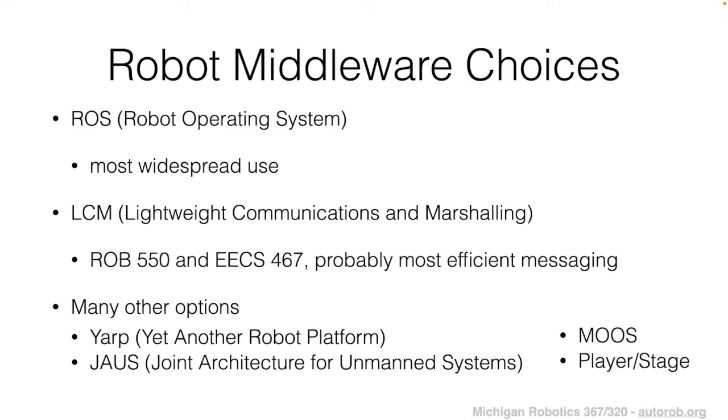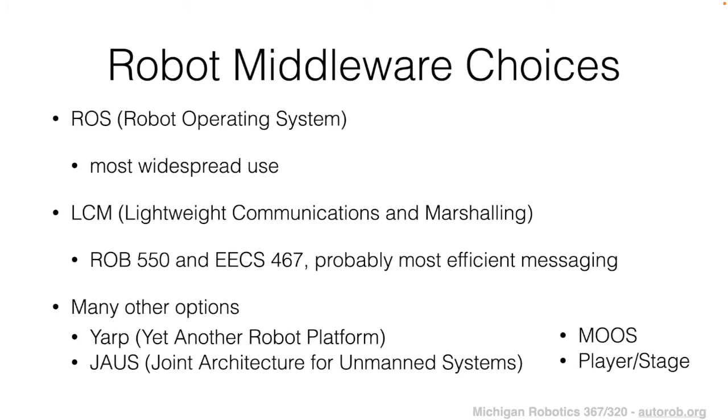For example, LCM, which stands for Lightweight Communications and Marshalling, is an alternative to ROS, which serves that same role as a middleware within the abstraction from our application to our hardware. This is an example that you would see if you take Robotics 550 or EECS 467. One thing that distinguishes LCM from ROS is that it has, as the name suggests, a more lightweight communications framework built into it. Generally speaking, it has more efficient message passing. But these are just two.